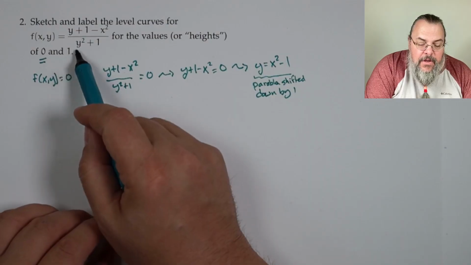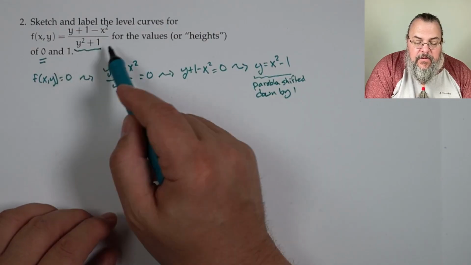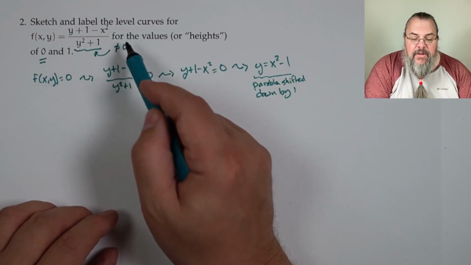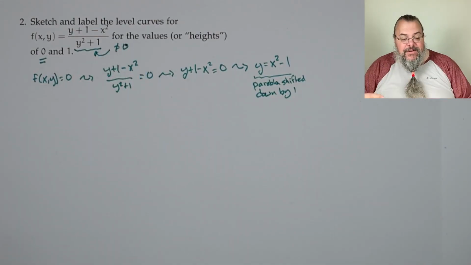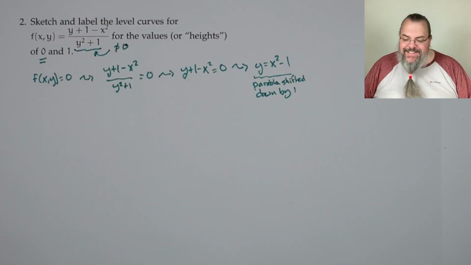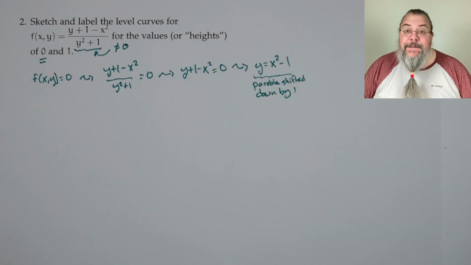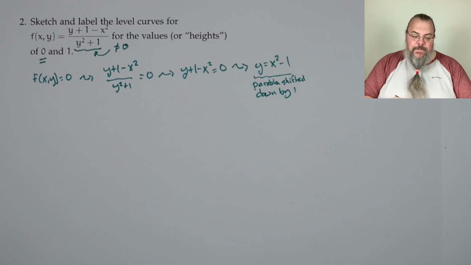Notice, even though we have a division, this y squared plus 1 will never be 0. So we're not going to have to stress about what happens if the denominator is 0. Nothing, because it's never going to happen. Life is good. Life is wonderful.